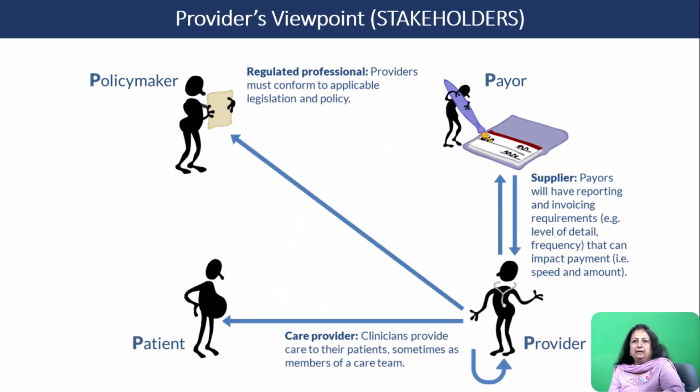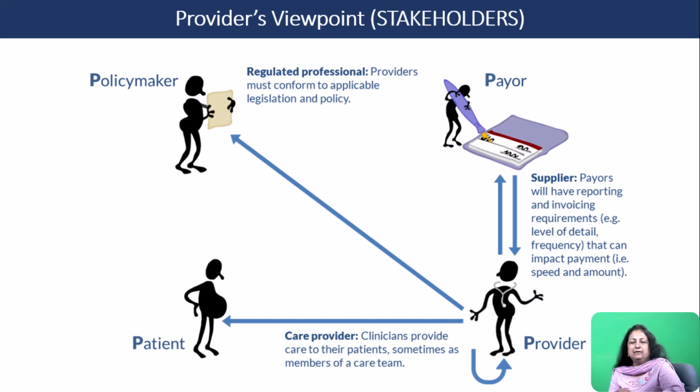Now finally, the provider perspective. We become the suppliers for the payers. So payers will have reporting and invoicing requirements, for example, level of detail, frequency, what we did. We have to put down the procedures done. The healthcare provider has to do that, for example, the amount, the speed, and what procedures were done. So I have to report to the payer.